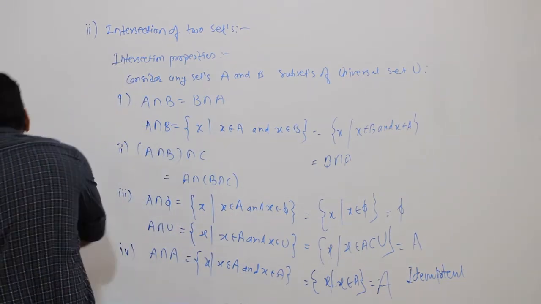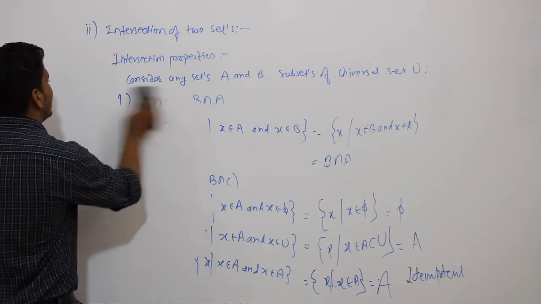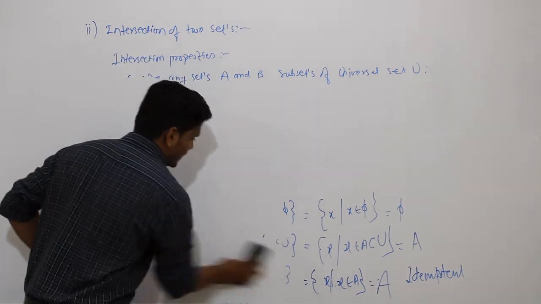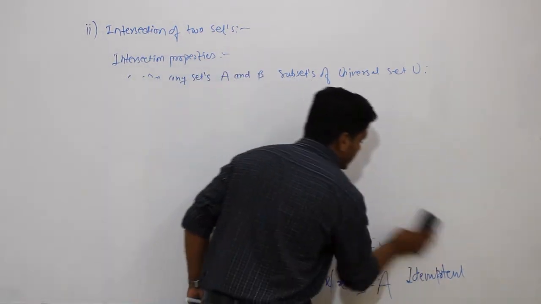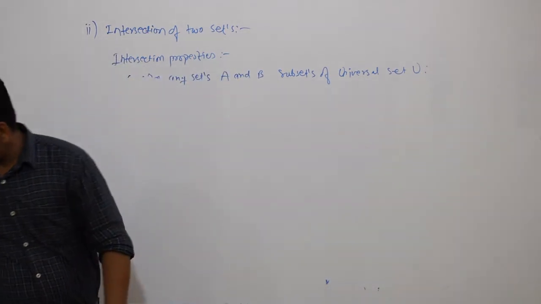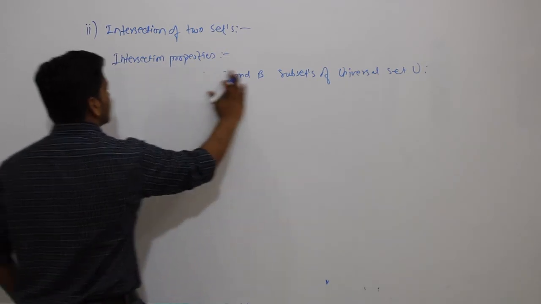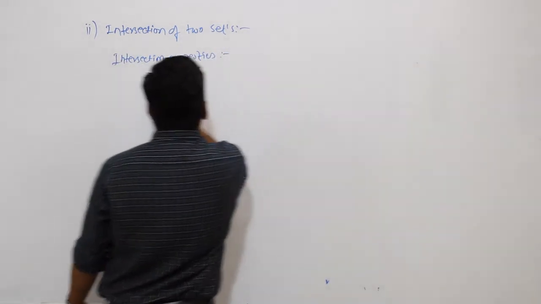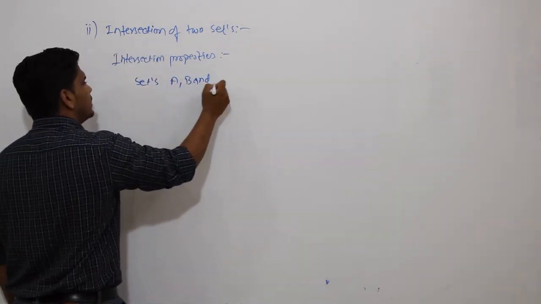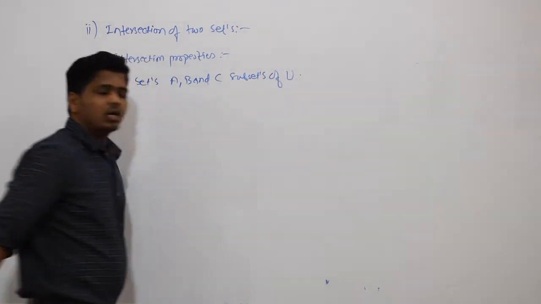Now what will be your fifth property? Okay? I will write here quickly my fifth property. Those four properties are understood to you. Then we will see the fifth property. So for the fifth property I will consider sets A, B and C subsets of U. U is a universal set.